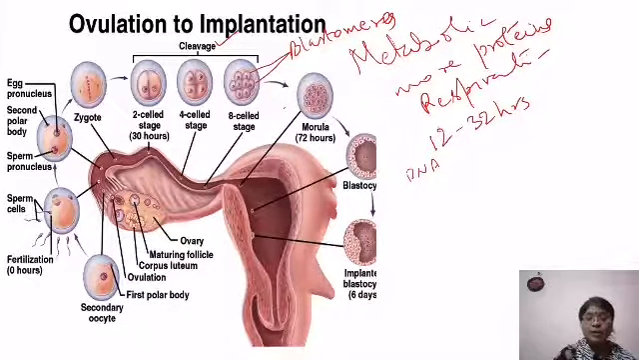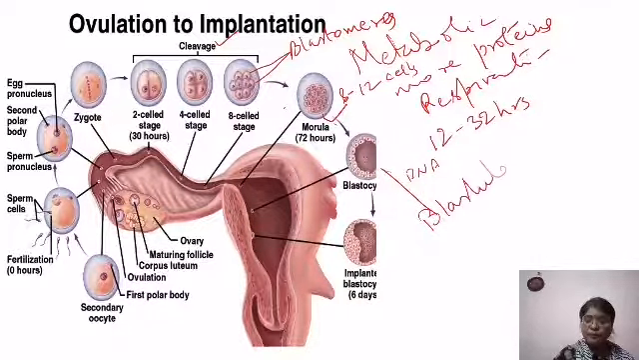Okay, and at the morula, what do you find? This is the stage where the cells are at the 8 to 16 cell stage. After the morula comes the stage called blastula. At this stage of blastula, the implantation of your embryo takes place.